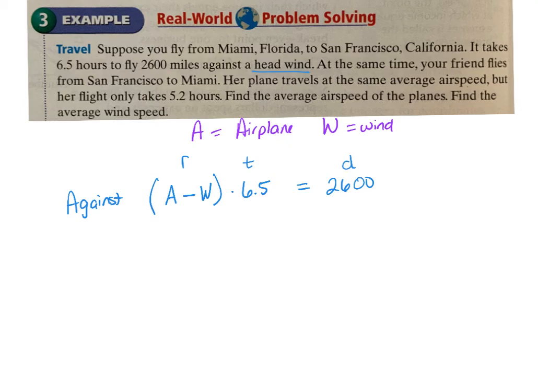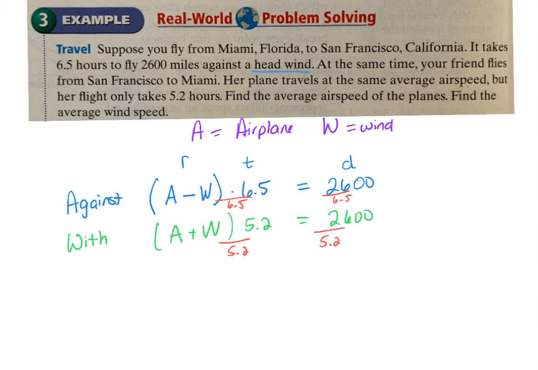All right. Let's look at the one going with the wind. For this one, we are going to add those. That time looks like what? Yeah, 5.2. All right. And that also is 2,600. Now, here's a couple things I do here. When I'm doing something like this, I actually divide out that time first. So for this one, I would actually divide by 6.5 first here, and divide by 5.2.